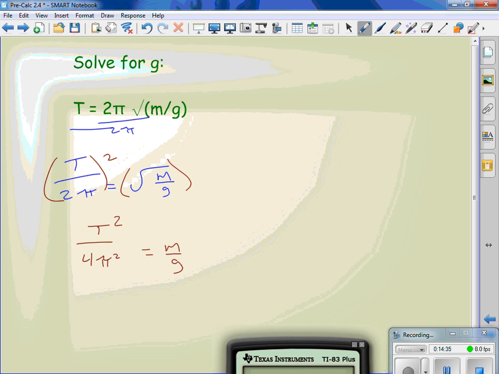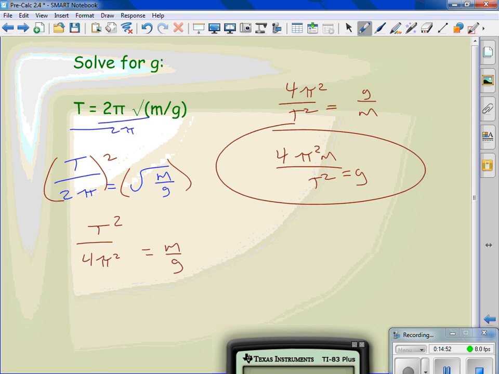G's on the bottom, right? I want it on the top. So I'm going to take the entire problem and flip it. 4 pi squared over t squared equals g over m. Multiply by m. 4 pi squared m over t squared is what g is. It's rearranging. It's pretty much showing that you understand how to do this. Any questions? It's physics and everything. Practice every day.